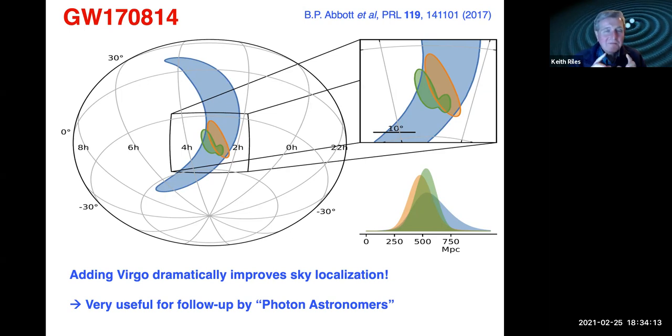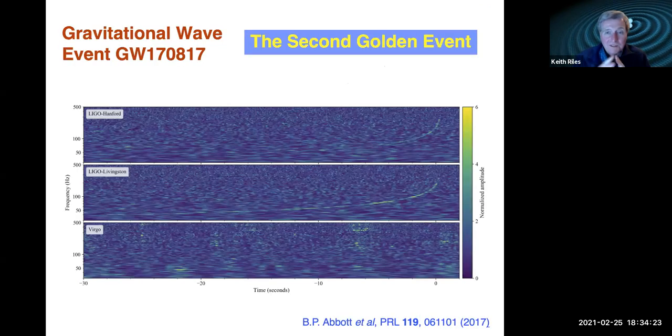But the real interest in this is not so much being able to follow up on binary black hole mergers, it's being able to follow up on a completely different kind of event, namely one involving neutron stars. And that brings us to our second golden event. This one was taken in that same run, just 3 days after the one I just showed you on August 17th, 2017. And it shows you the spectrograms from Hanford, Livingston, and Virgo.